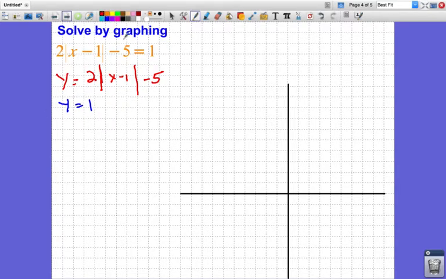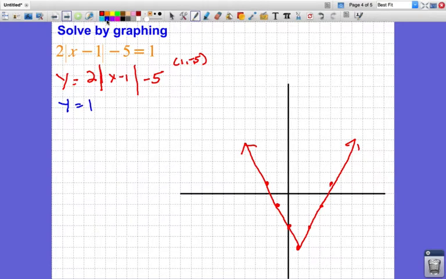So let's graph the absolute value one first, and then we'll graph my y equals 1, my horizontal line. So my vertex is going to be positive 1, negative 5. So positive 1, 1, 2, 3, 4, 5. Here's my vertex, and then my slope is 2, so I'll go up 2 over 1. I have to do it both ways because it's an absolute value graph. All right, so there's my absolute value function. There's a graph of that.